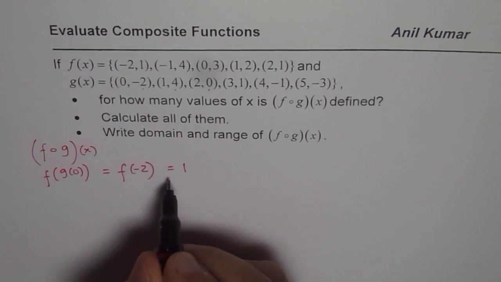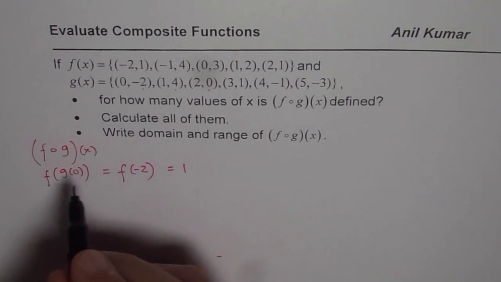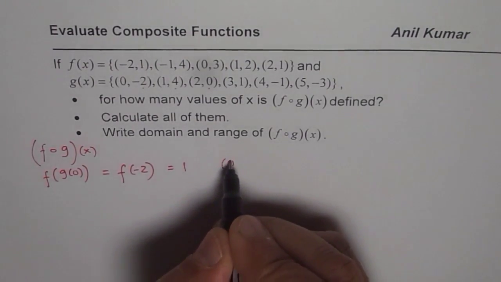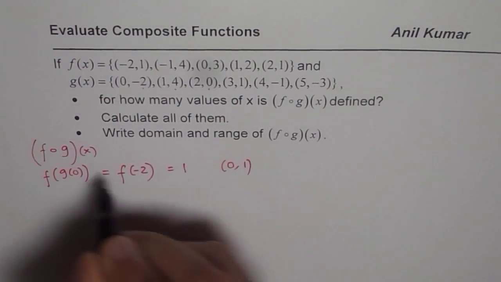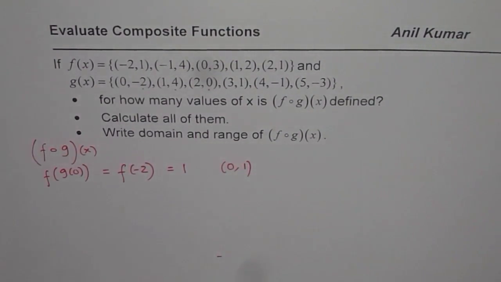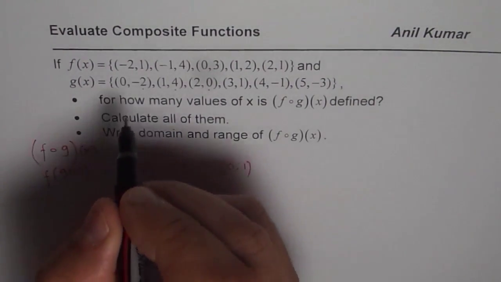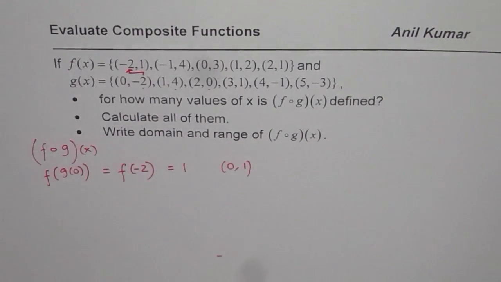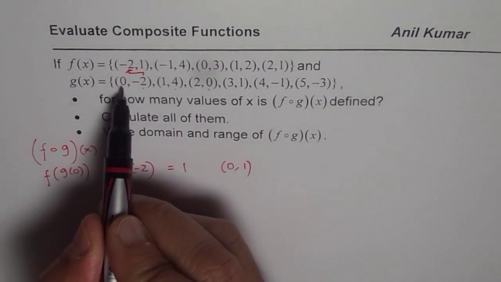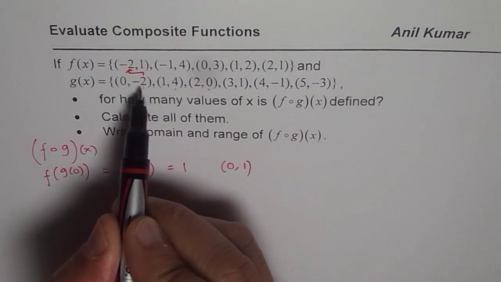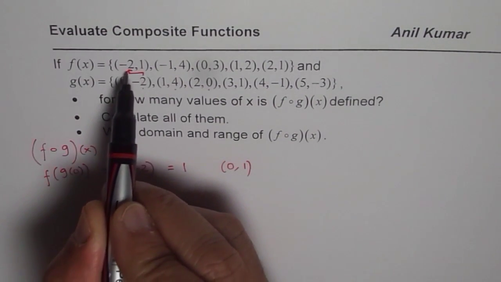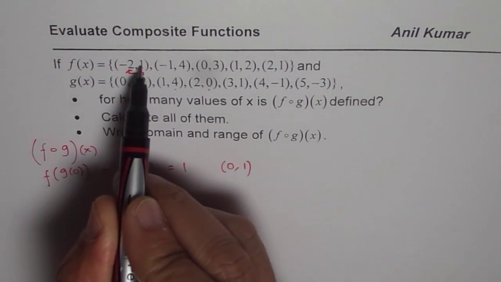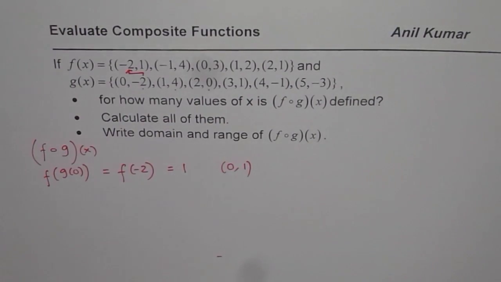So that gives you a point, and this point for us is for 0 input, 1 is the output. That is for the function. Do you get the point? So what we get here is 1 value, and that is how it is related. So the output of 0 was minus 2 for g of x. That became the input for f of x, and the output 1. Do you see that? Let's take the next value.